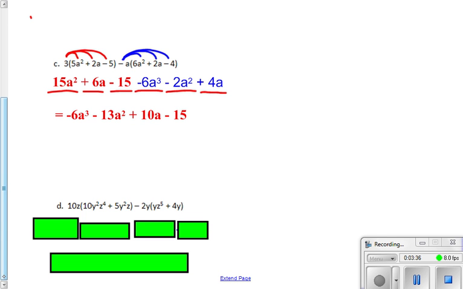D, very comparable to C. So I would like you to go ahead and try working through this problem. Do your distribution for 10z and your distribution for negative 2y. So go ahead, pause the video, and then check back in.